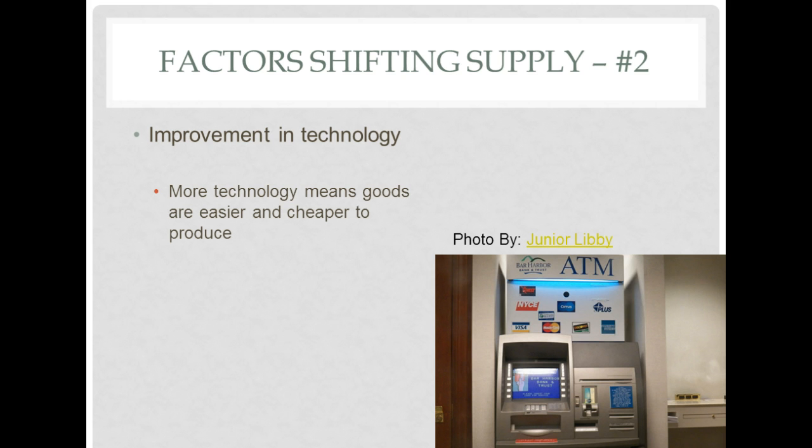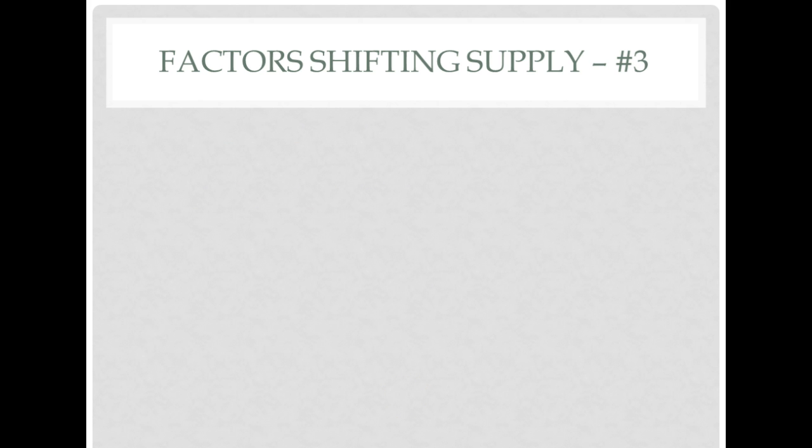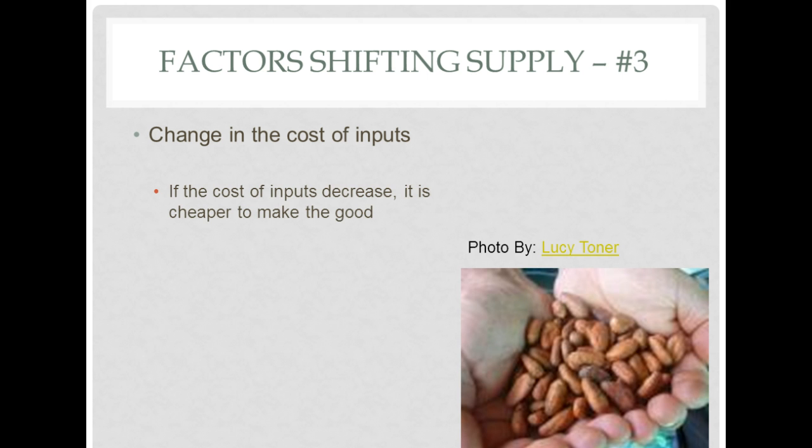So anytime the technology of producing a good increases or improves, it's easier and cheaper to produce the good, and so supply will increase. The third factor affecting the supply of a good is a change in the cost of inputs. Now, this tends to be a very broad category. What do I mean by that? Well, first, if the cost of inputs decreases, it is cheaper to make the good.